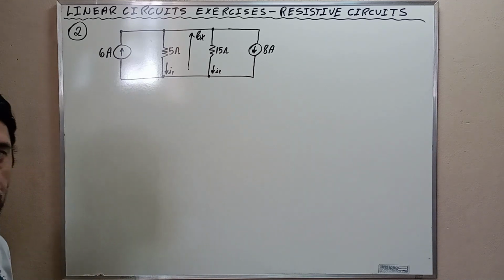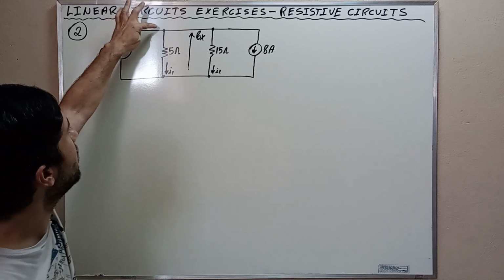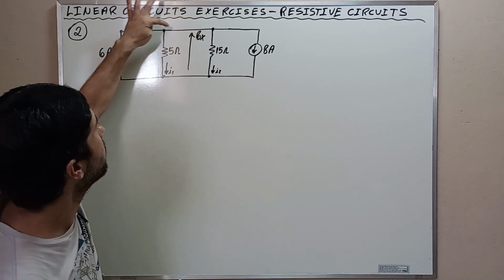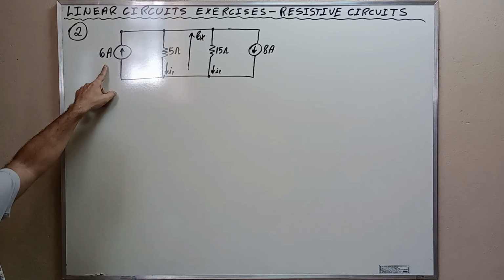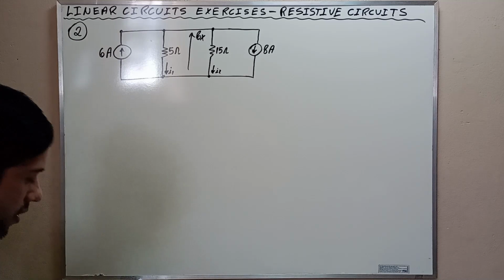To find what is being asked, we will use the nodal rule. That is, the sum of the currents that enter a node is equal to the sum of the currents that leave the node. This is a node here. What is the current that is entering the node? 6 amps. 6 amps is entering the node.